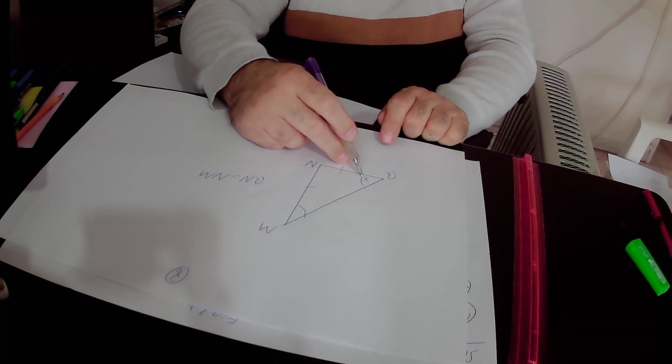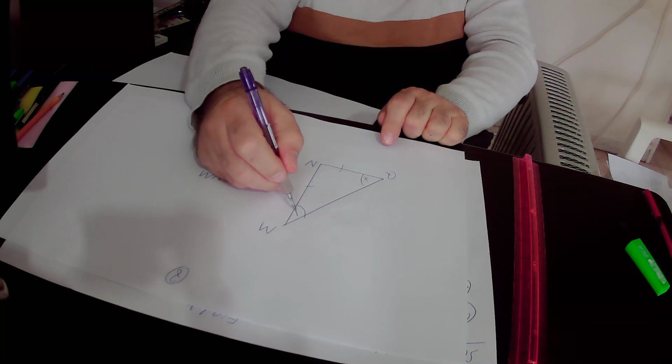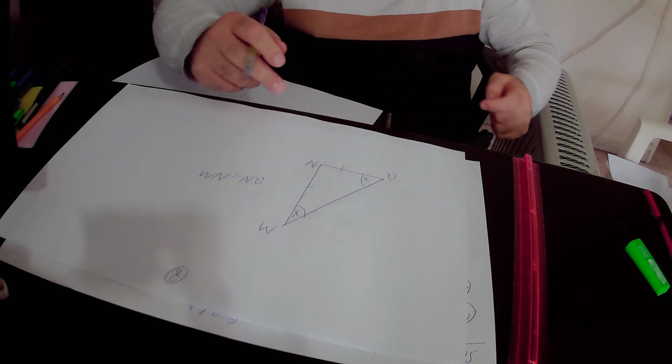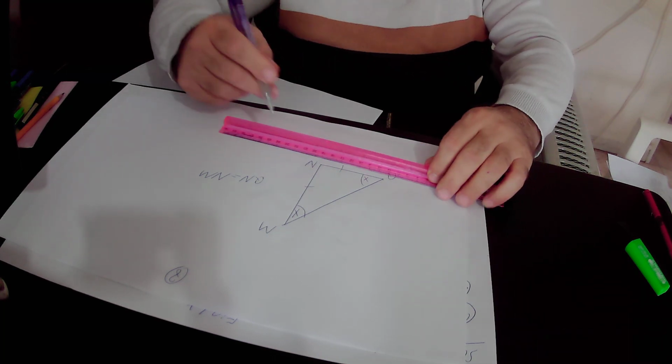But this angle equals x, so this angle must also be equal to x, because of the fact that those two angles are equal to each other. Okay?